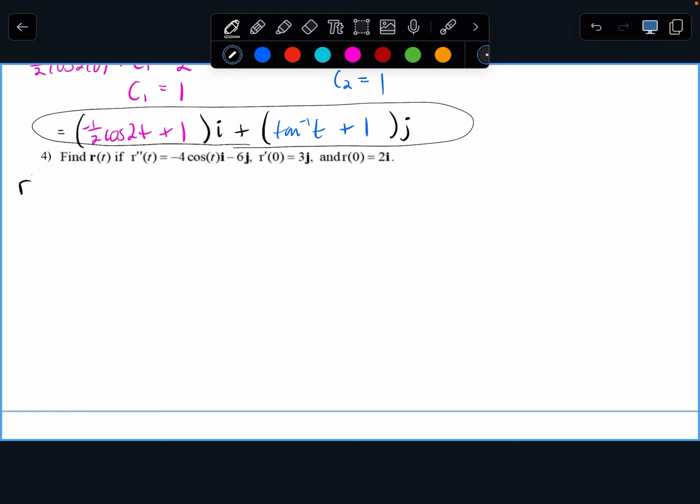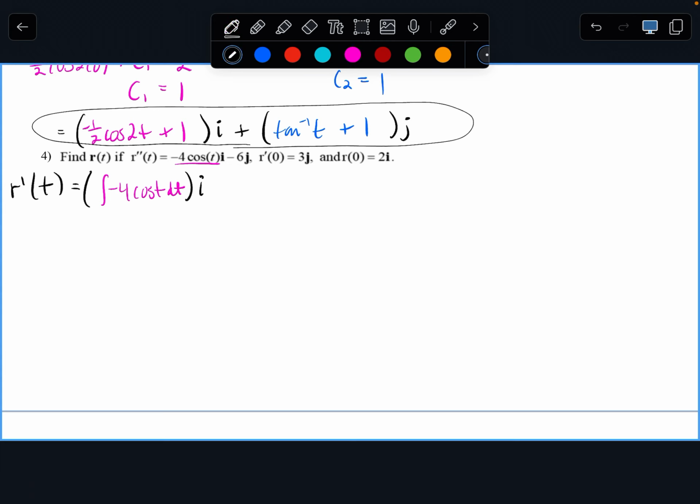So this is what I'm saying. So r, actually, maybe I'll just go straight to r prime of t. All your stuff in front of i is all your x stuff. Essentially, you're going to integrate negative 4 cosine t dt, right? Because you're going from second derivative to first derivative.